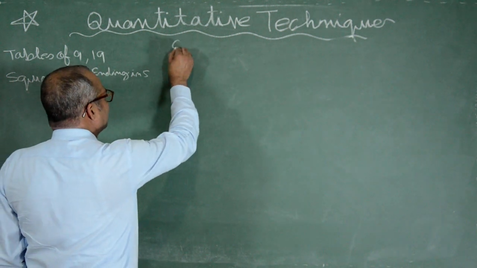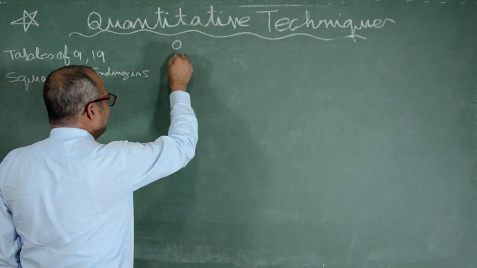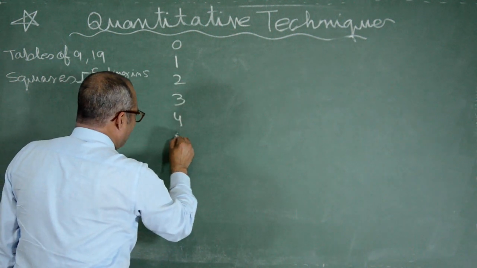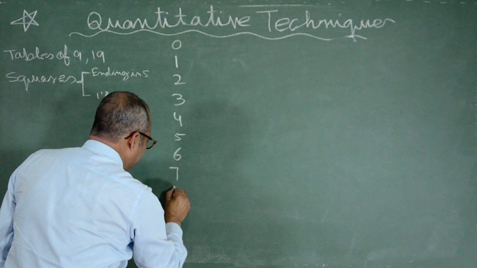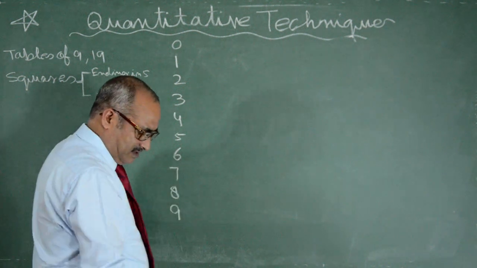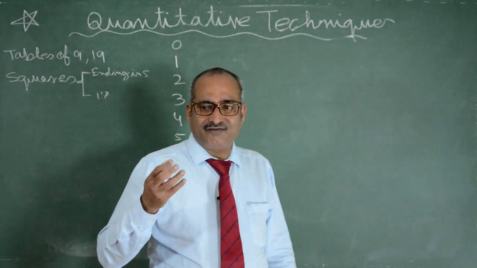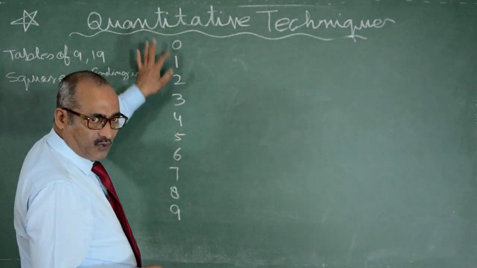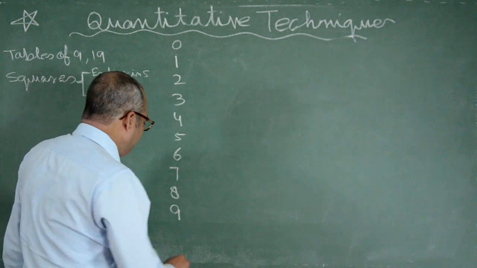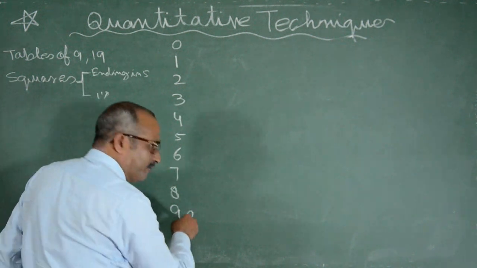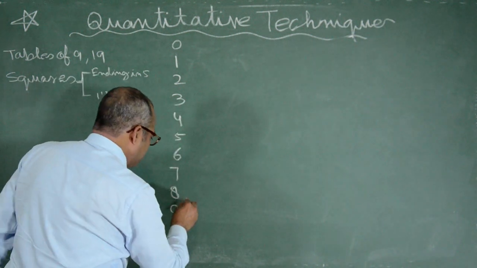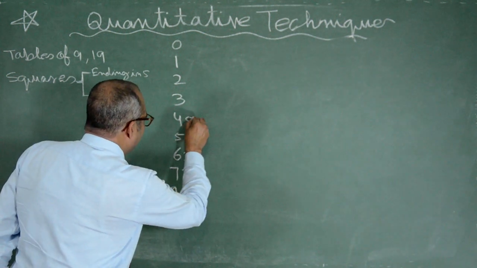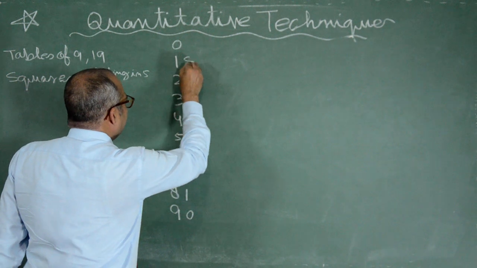You just start from 0. From top to bottom you write 0, 1, 2, 3, 4, 5, 6, 7, 8 and 9. For writing table of 9, what I have done? I have written 0 to 9 from top to bottom. Now, I will write 0 to 9 from bottom to top. 0, 1, 2, 3, 4, 5, 6, 7, 8 and 9.